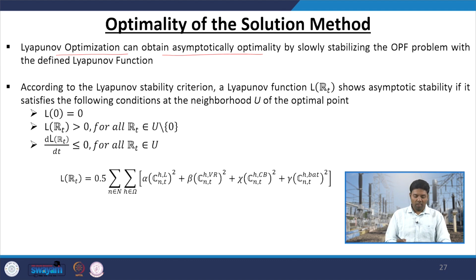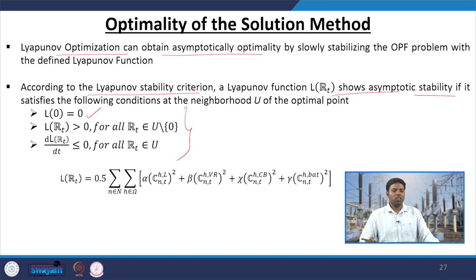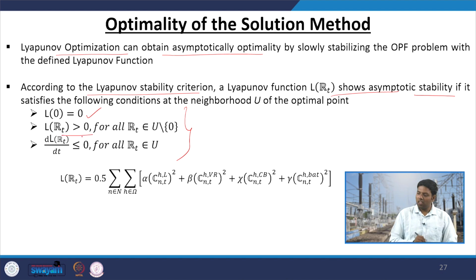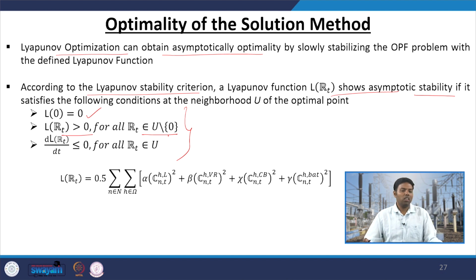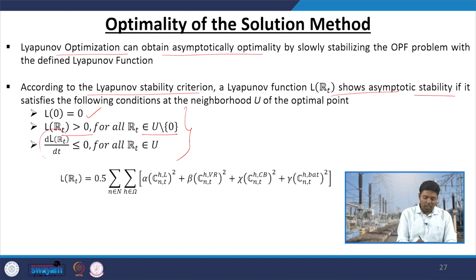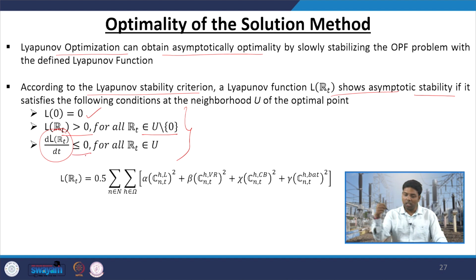So the criteria for Lyapunov stability says a Lyapunov function shows asymptotic stability if it satisfies the following three conditions. First, at the origin the Lyapunov function value is 0. Then it should be greater than 0 in the neighborhood when it is not at the origin. And the increment of your Lyapunov function must be less than or equal to 0. That means it should decrease with time.